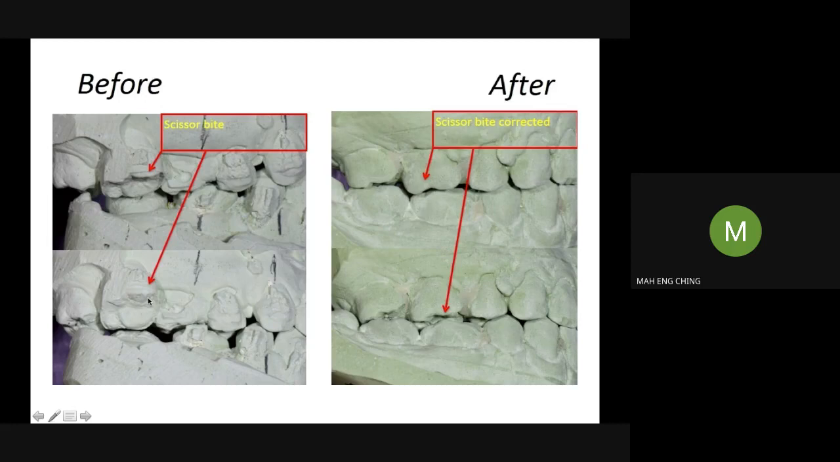How do I do it? I use cross elastics, like I just showed you in the pictures. I can do some cross elastics from the buccal of the upper molar to the lingual of the lower molar. By doing this reciprocal pulling, we can correct this scissor bite, provided there are not too many teeth involved.